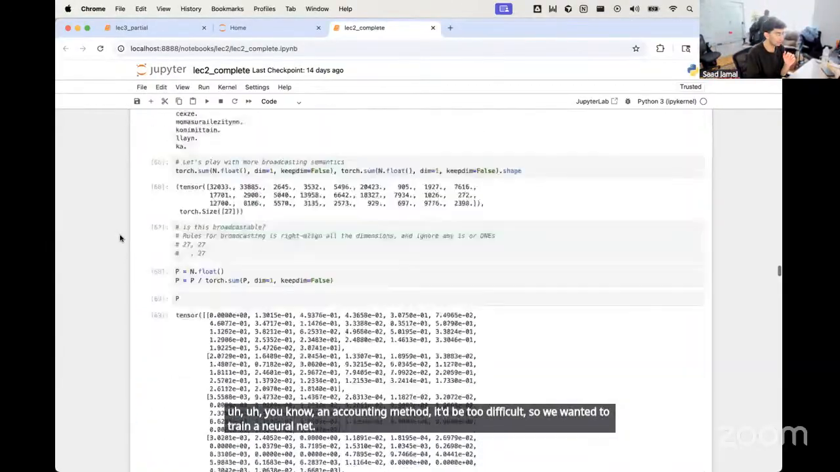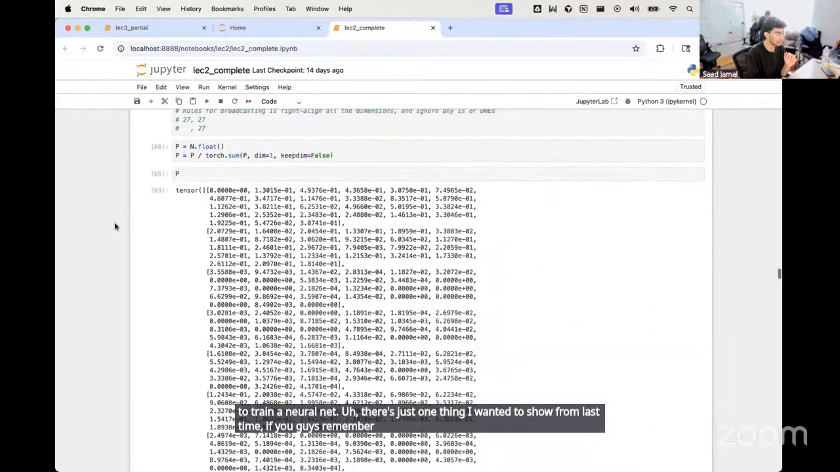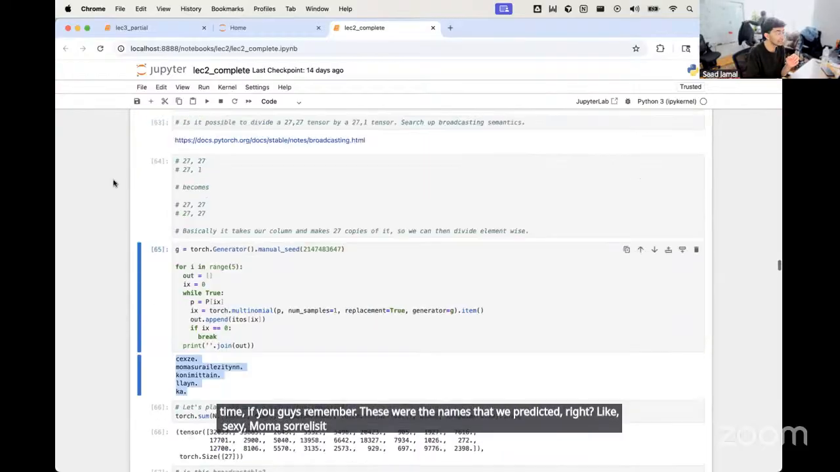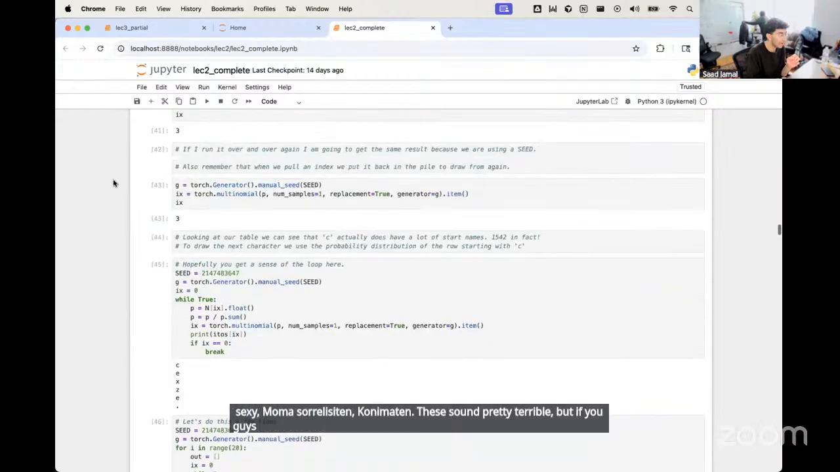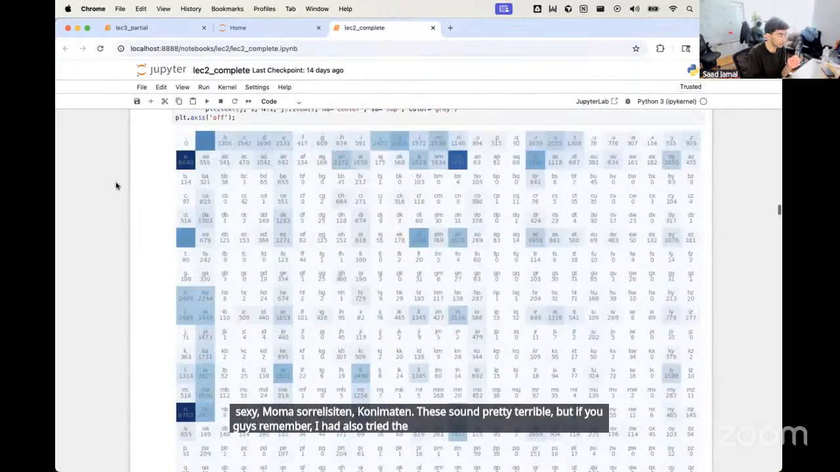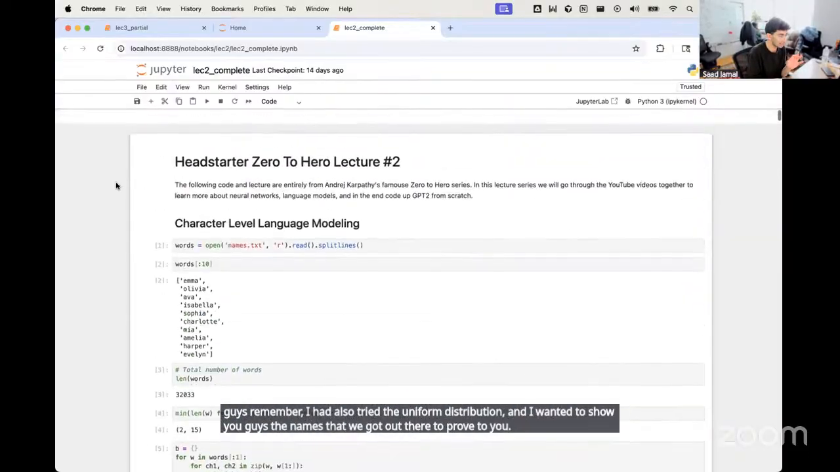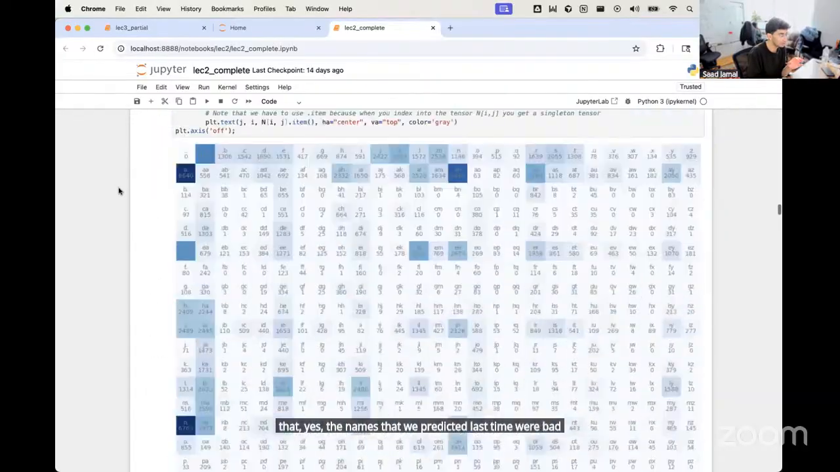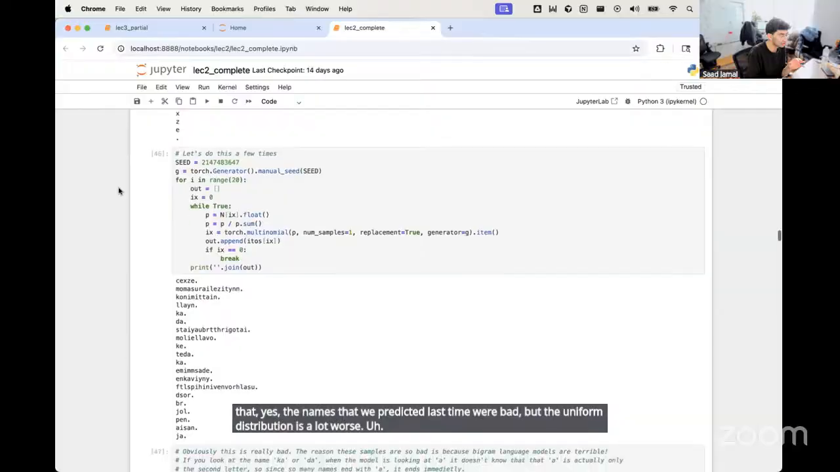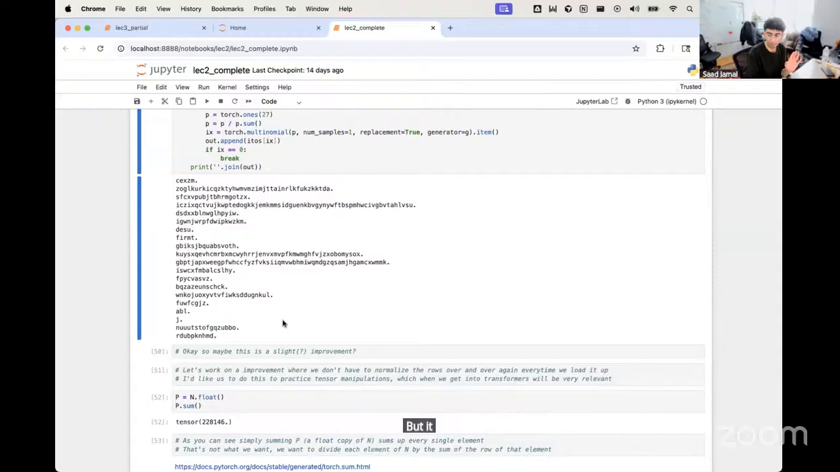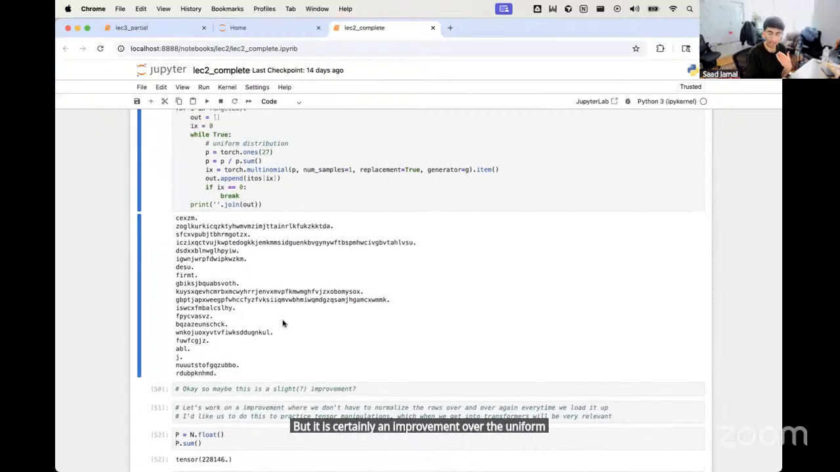There's just one thing I wanted to show from last time. These were the names that we predicted, right? Like sexy, Moma, Soraya, Lezitin, Konimetan. These sound pretty terrible. But if you remember, I had also tried the uniform distribution, and I wanted to show you the names we got there, to prove that yes, the names we predicted last time were bad, but the uniform distribution is a lot worse. So let me just search that up. See right here, these words look nothing like names. So at least we can say that our bigram model is bad, but it is certainly an improvement over the uniform distribution.